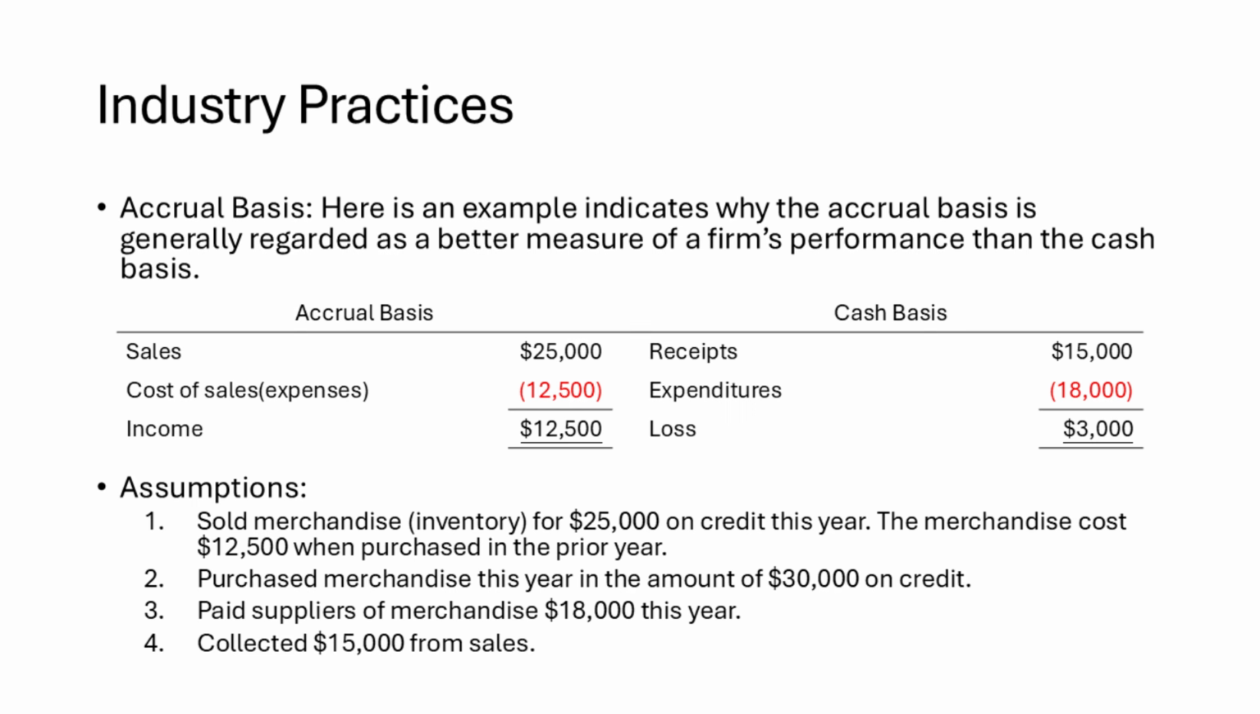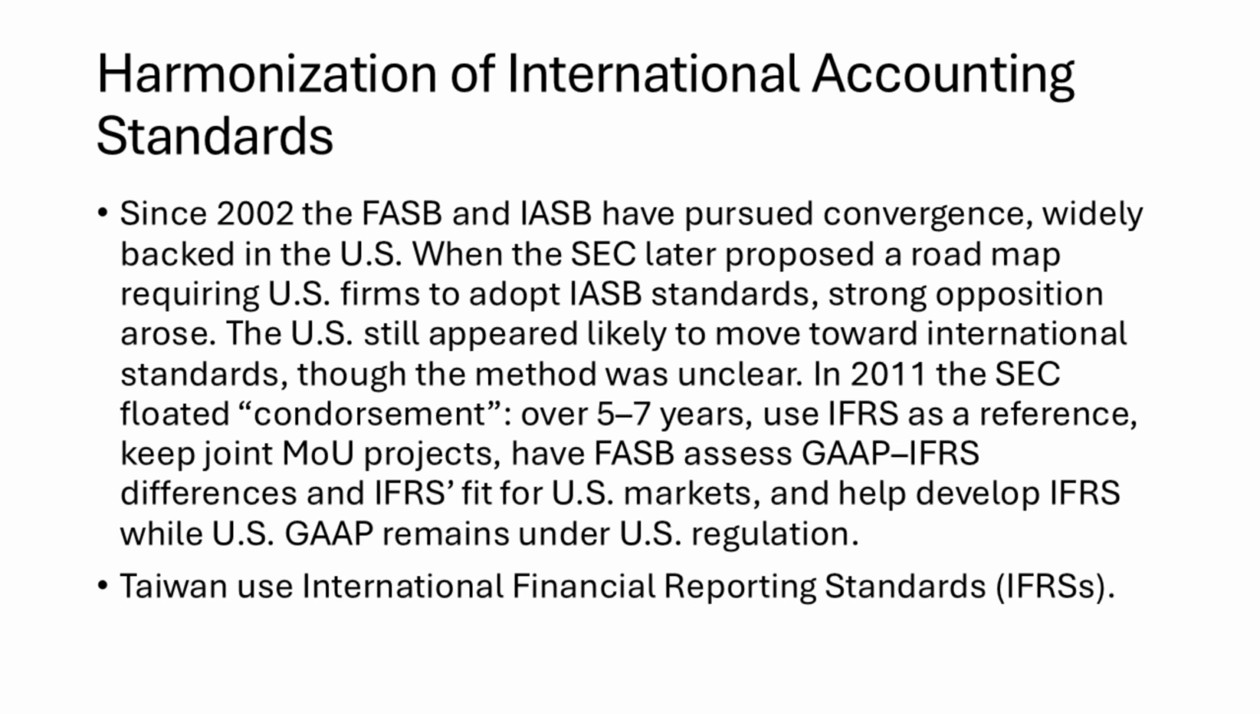Immaterial items are frequently handled on the cash basis, and some specific standard rules have allowed the cash basis. Since 2002, the FASB and IASB have pursued convergence, widely backed in the US, when the SEC later proposed the roadmap requiring US firms to adopt IASB standards. Strong opposition arose. The US still appeared likely to move toward international standards, though the method was unclear.